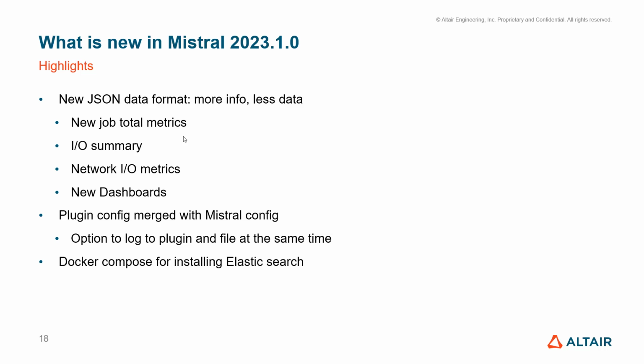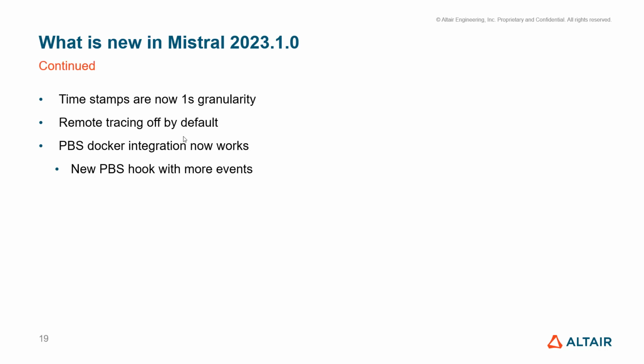We have added Docker Compose scripts for easy installation of Elasticsearch, which means you can get up and running much more quickly. And a few other highlights, we've now reduced the precision of our timestamps in Mistral. They're now 1 second granularity because that's more than sufficient. We've now turned off remote tracing by default.